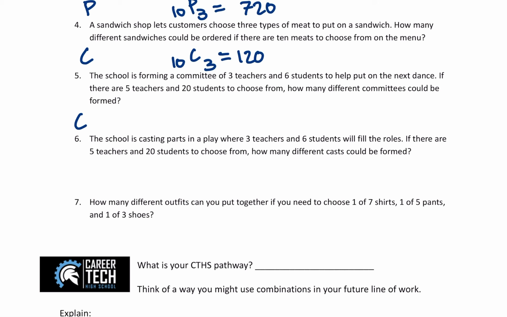So if we look at just the teachers, let's set up a combination for the teachers. Well, I have 5 total teachers, and I'm choosing 3 to be on my committee. Okay, now if I'm looking at my students, I've got 20 students, and I'm choosing 6 of them to be on my committee. And then if I multiply those together in my calculator, I get 387,600 as my answer.